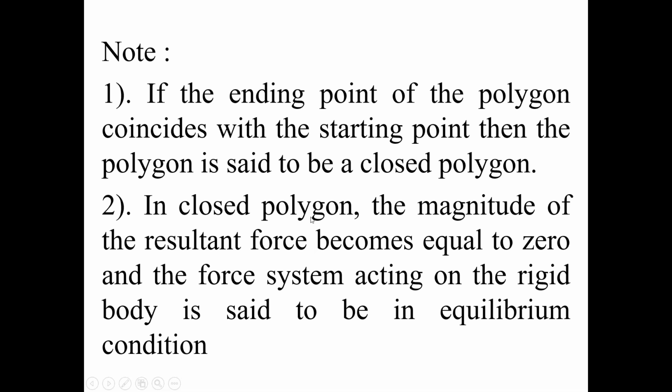If the polygon is a closed polygon, there is no closing side. So in the closed polygon, the magnitude of the resultant force is 0. If the resultant force is 0 magnitude, the force system acting on the rigid body is said to be in the equilibrium condition. So because of those forces acting on the rigid body, if we get a closed polygon, then the resultant force of that force system is 0. So the force system is in equilibrium condition.